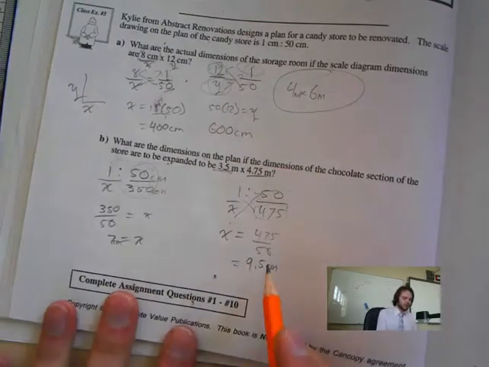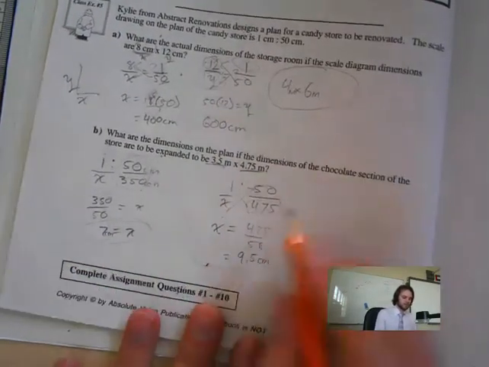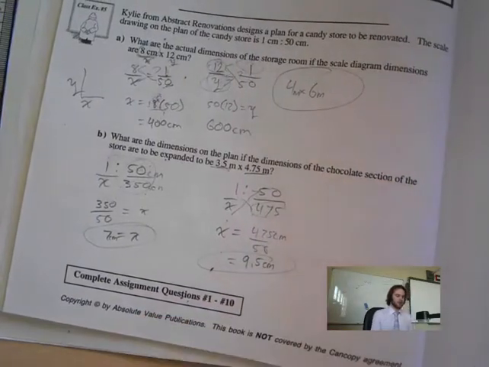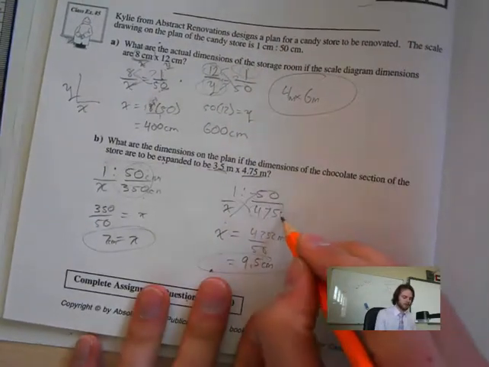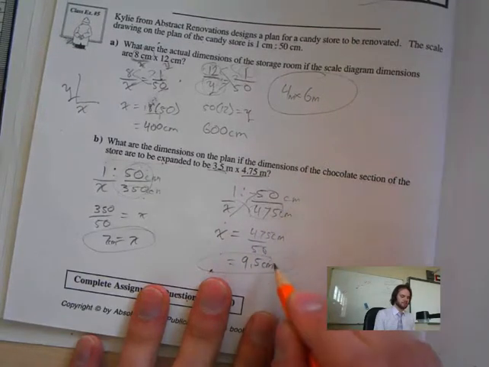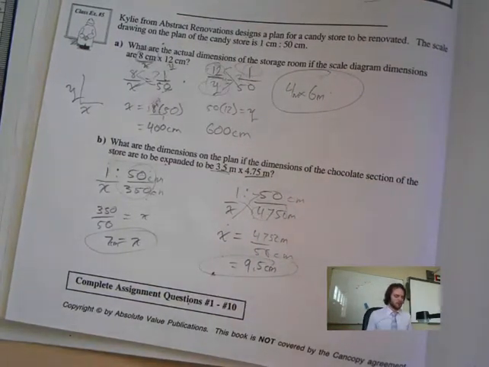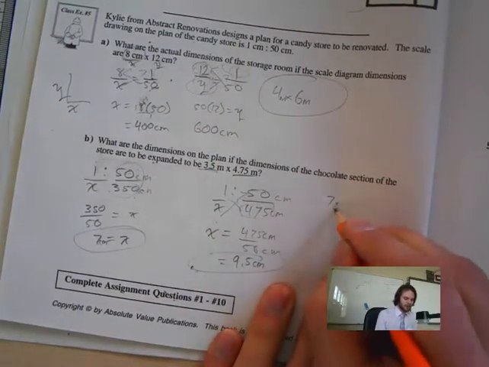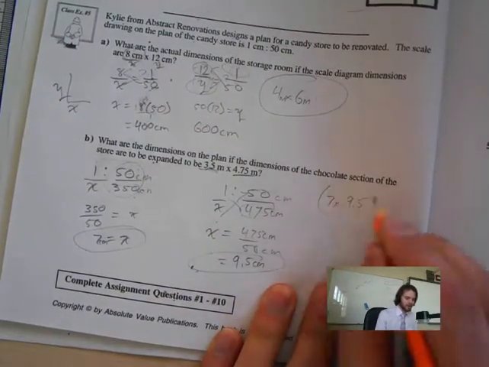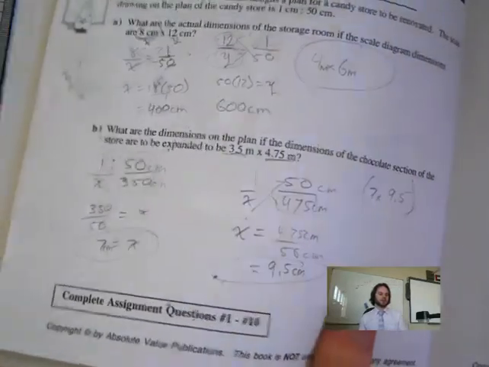Okay? So we have my two scales. Because this is in centimeters, and that's going to be centimeters. Centimeters, everything's in centimeters. Okay? So there is my scales. 9.5. So it's really going to be 7 by 9.5 in the scale diagram for that extension.